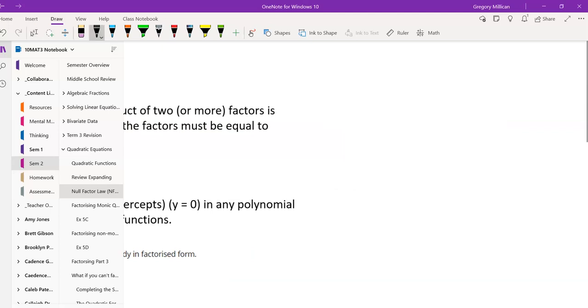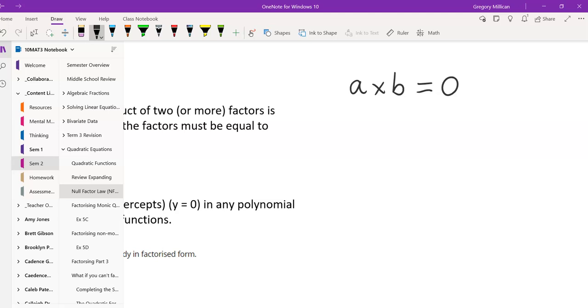Okay, so if I have 2 factors, A multiplied by B, right, 2 numbers multiplied together, A and B, I don't know what they are, right? But they're multiplied, so they must be factors. And if I let that equal 0, the null factor law says that either A must be 0, right?